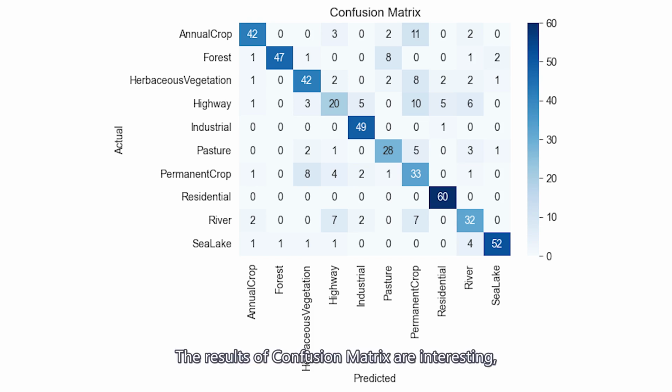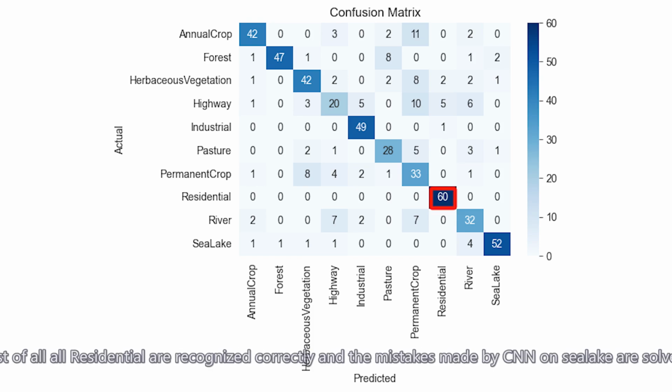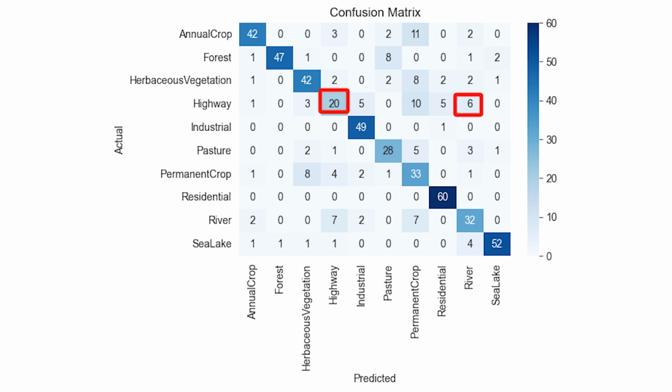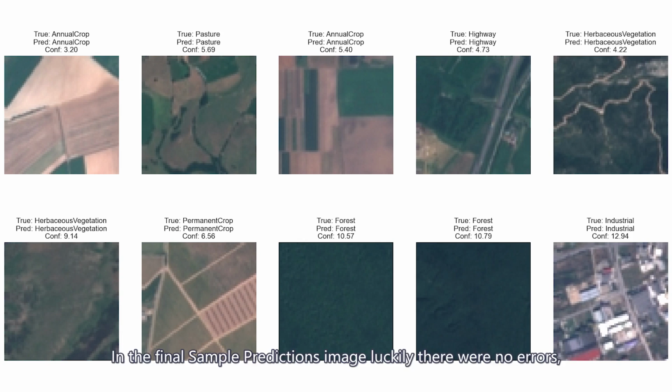The results of the confusion matrix are interesting. First of all, residential is recognized correctly, and the mistake made by CNN on Herbaceous is solved, but the problem of highway is still there. In the final sample prediction image, luckily there were no errors, which also proves that the vision transformer is better than CNN.